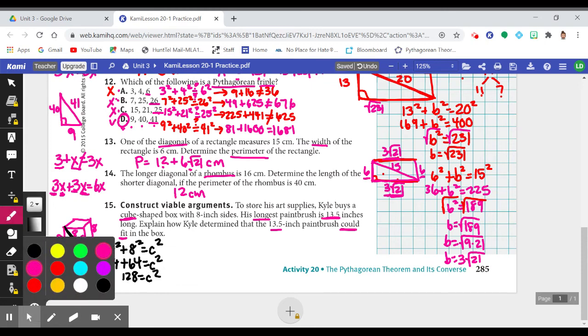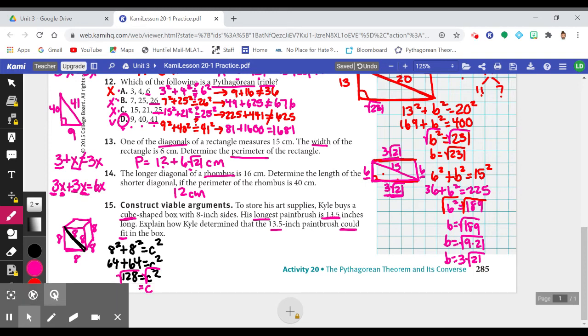And we will take the square root of both sides to find out what C is. Now, 128 is not a perfect square. In fact, if you take the square root of 128, you get approximately 11.3. But the problem is they said that a 13.5-inch paintbrush could fit in the box. But how so if the length of this diagonal is roughly 11.3?